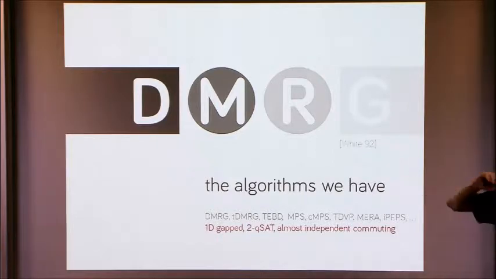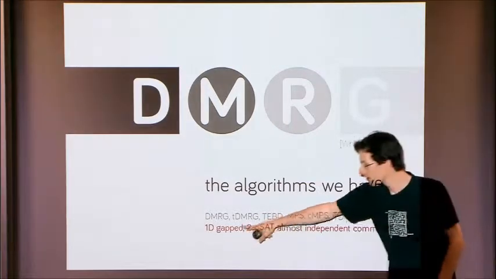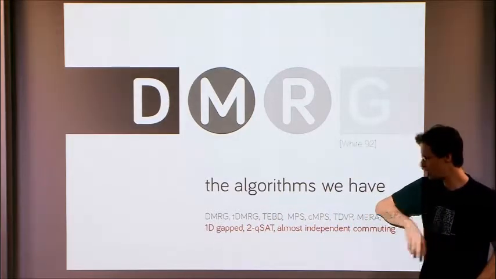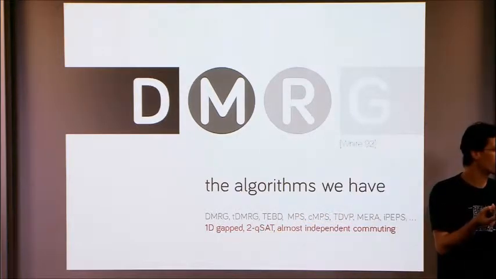Okay, let's change gears now and turn to the algorithms that we've got, really to find the ground states of local Hamiltonians. So I've shown that we have the algorithm for 1D gapped spin 1/2 chains. Is it also only for spin 1/2, or is it for higher as well?